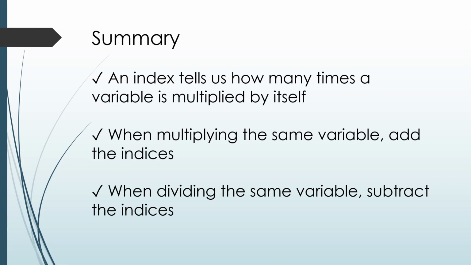Let's summarize what we've learned today. An index tells us how many times a variable is multiplied by itself. When multiplying the same variable, we add the indices. When dividing the same variable, we subtract the indices.